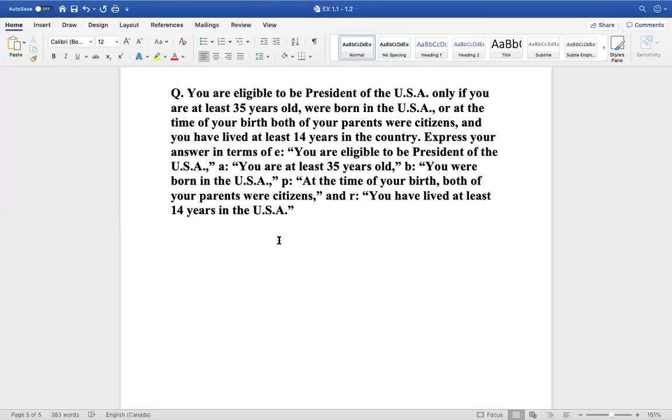So in here, we have to define the statement: you are eligible to be president in the USA only if you're at least 35 years old and were born in the USA, or at the time of birth... So this whole statement we have to express using these propositional variables. Okay, so let's start now.